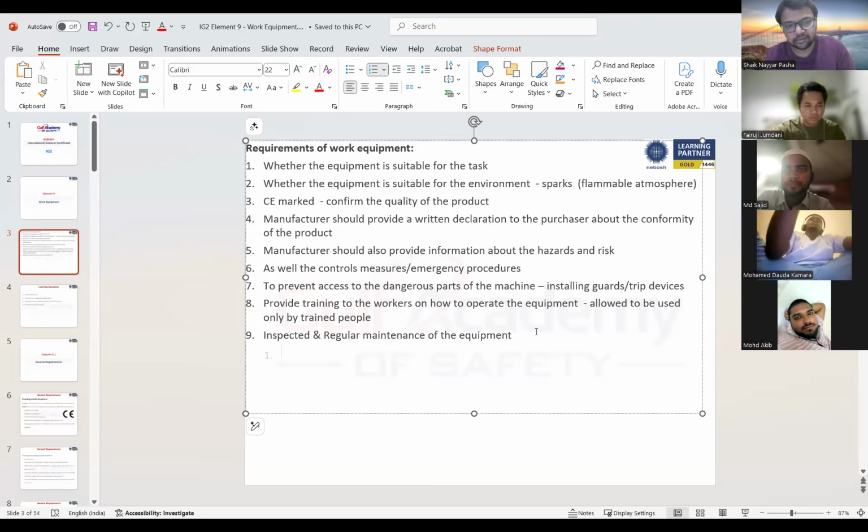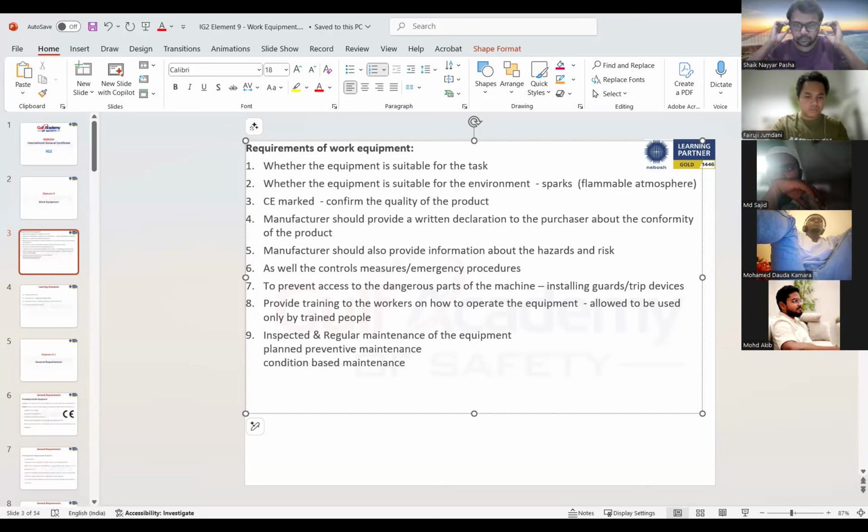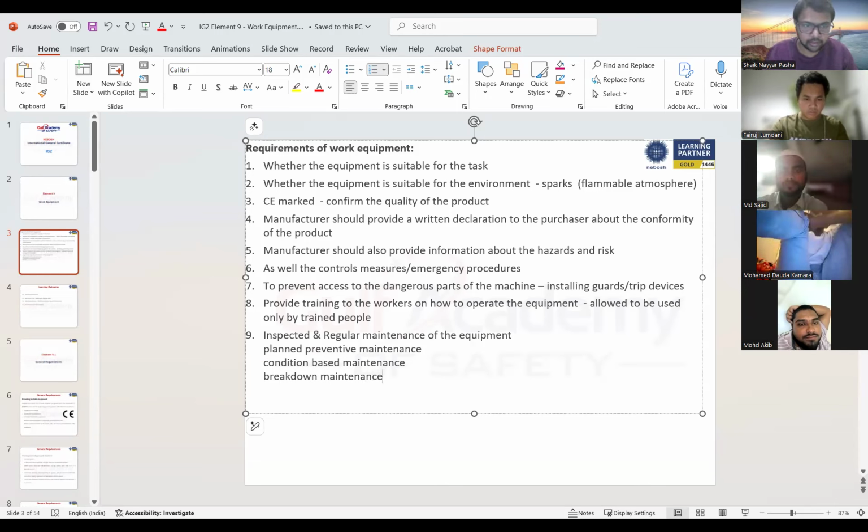And when it comes to maintenance, generally there are 3 types of maintenance strategies. One is called planned preventive maintenance, the second is condition-based maintenance, and the third is breakdown maintenance. So these are the 3 types of maintenance strategies.